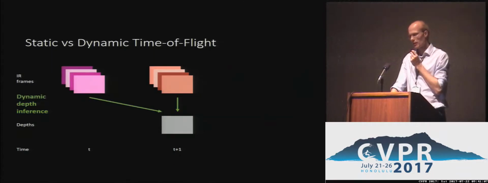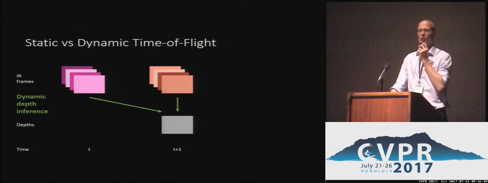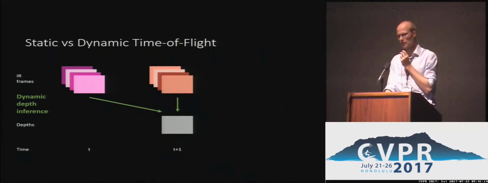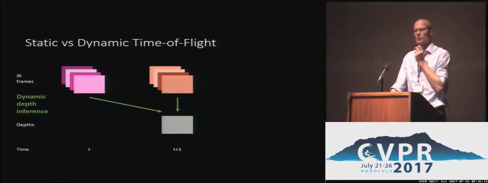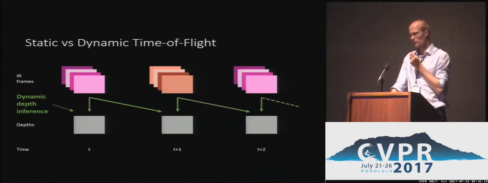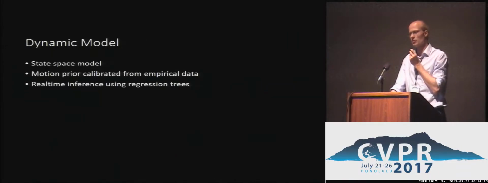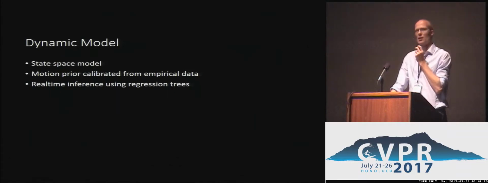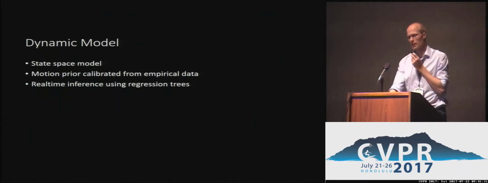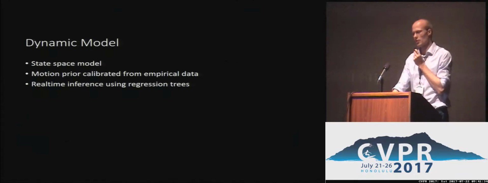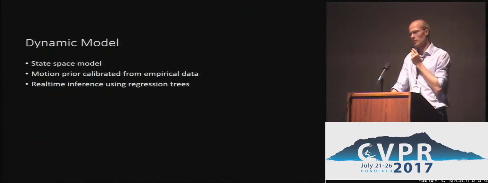Our novel dynamic time-of-flight setting uses past information of the previously captured responses, or even infinitely long into the past, to aid depth reconstruction of the current frame. And this process repeats for every time step. To handle this, we need to think about object and camera motion. We do this by introducing a dynamic state space model, a dynamic Bayesian network, with motion priors calibrated from empirical data, and real-time Bayesian posterior inference that is amortized using regression trees, so it runs in real time.